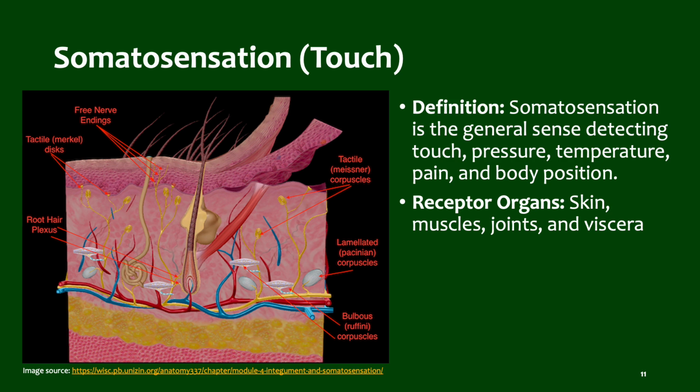Somatosensation is considered a general sense as opposed to the special senses we just discussed: tasting, smelling, and hearing. So we can sense touch through skin, muscles, joints, and even viscera, which is the internal organs in the main cavities of the body. In other words, within our abdominal cavity, some of our organs feel touches.